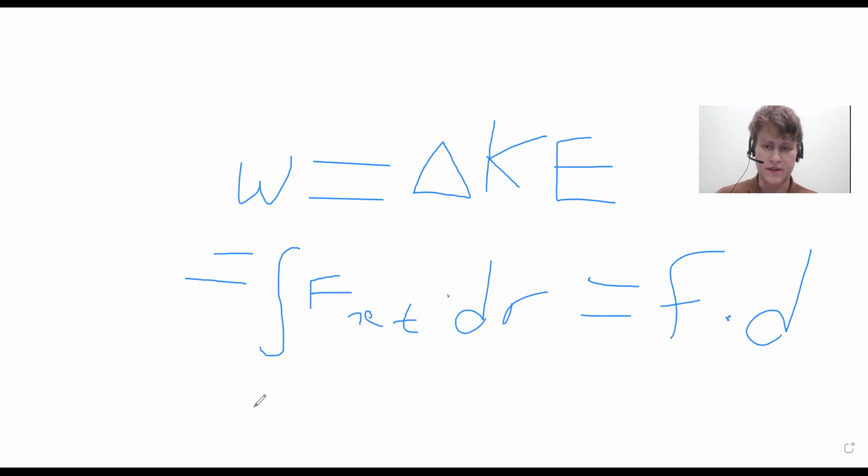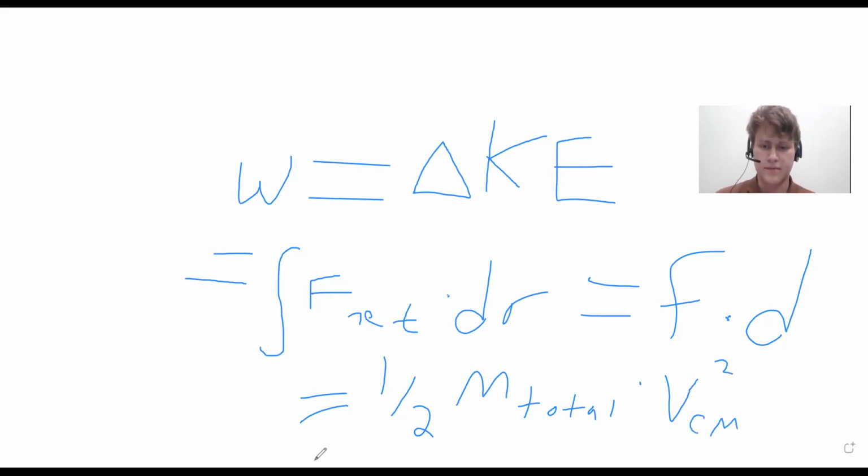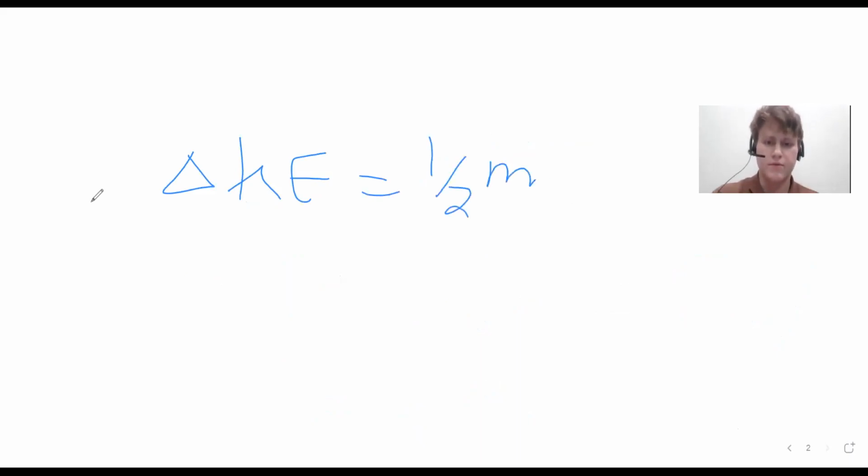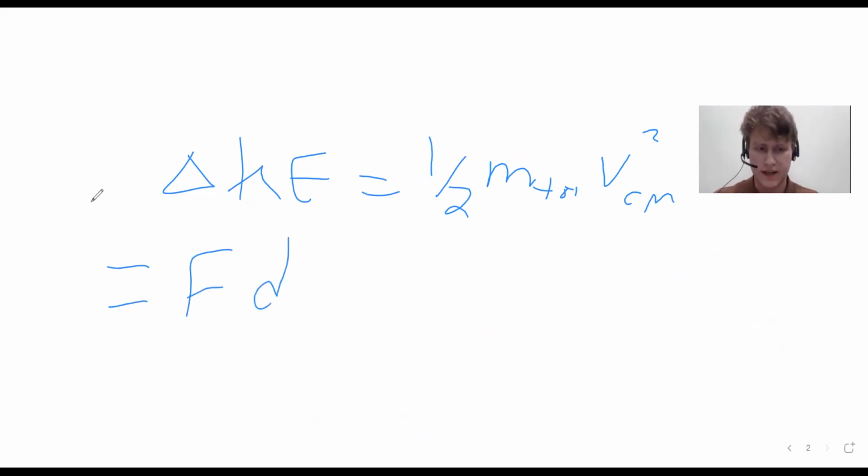Now, the kinetic energy of a system is going to be 1/2 M total times v of the center of mass squared. I will go to a new slide here. Change in kinetic energy equals 1/2 M total v of the center of mass squared equals force times distance that the center of mass has moved. In fact, I should probably just denote that like that.